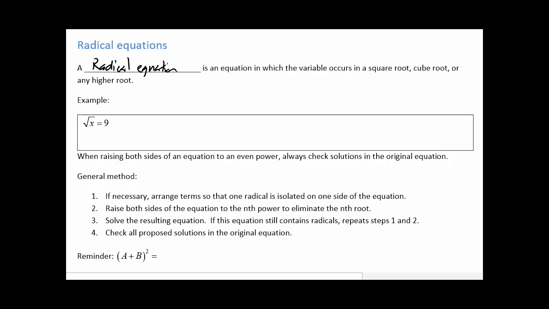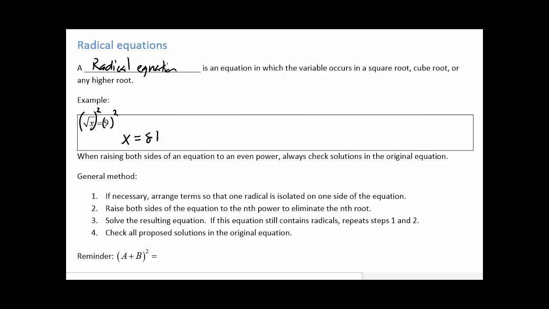Makes it radical. So an example of this is the square root of x equals 9, and this actually is a good illustration of what we got to be careful with here. So if I want to solve for x, how do I get rid of the square root? Well, that means I'm going to have to square it. And so I end up with x equals 81. Okay.